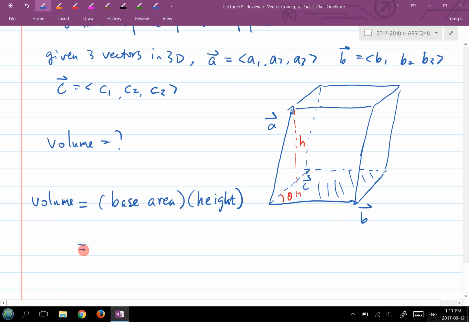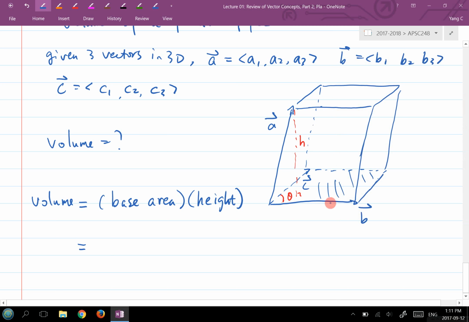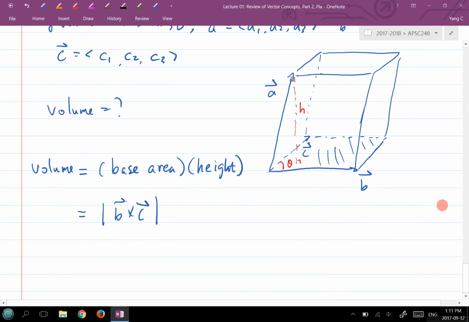First of all, let's deal with the easy one. Base area. Which area is the base area? This happens to be what kind of shape? A parallelogram, which we just learned. And the area of a parallelogram given by 2 vectors is basically what? B cross C. Okay, excellent, right? The absolute value of the vector B cross C.